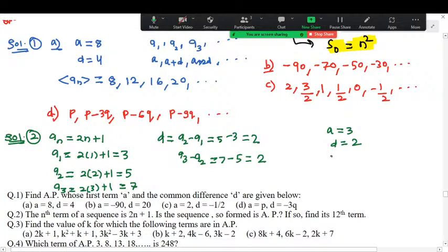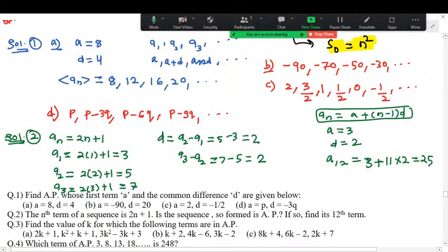Now if someone asks us to find the 12th term, we can, because we know the formula to find the nth term, which is a plus n minus 1 into d. You need to apply this formula here. Here a is 3, plus 12 minus 1, that is 11, into d, which is 2. 22 plus 3 is 25, that is your 12th term, that is 25.